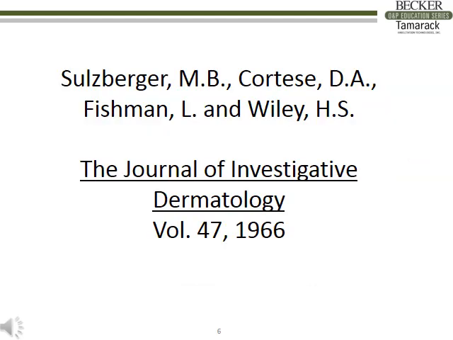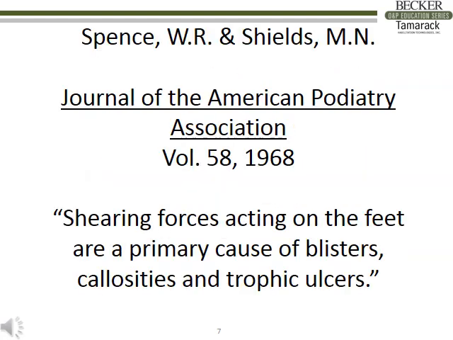In the 55 years since, Dr. Naylor's findings have been affirmed and expanded on many occasions. Dr. Salzberger's group verified Naylor's results with both translational and twisting type experiments. They published their results in 1966. Spence and Shields in 1968 wrote, shearing forces acting on the feet are a primary cause of blisters, callosities, and trophic ulcers.